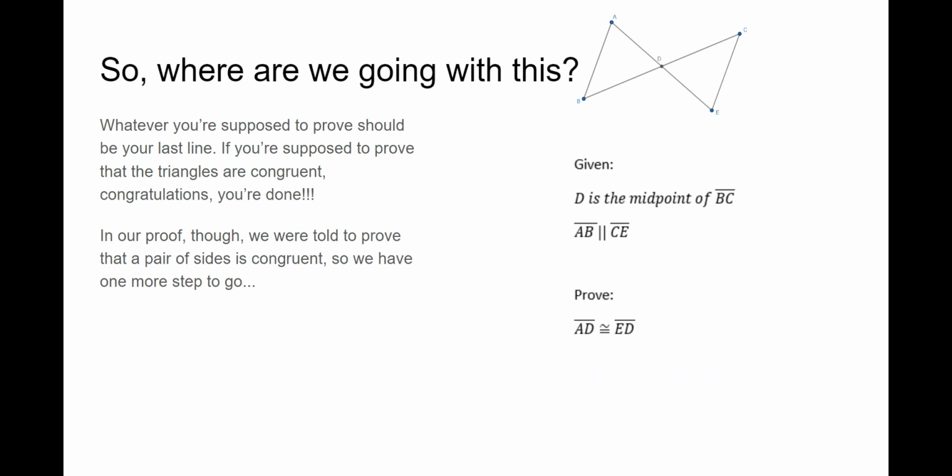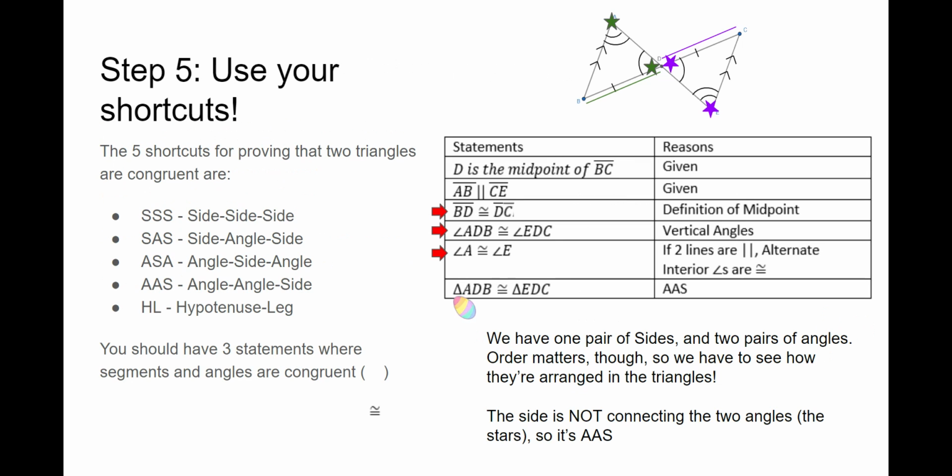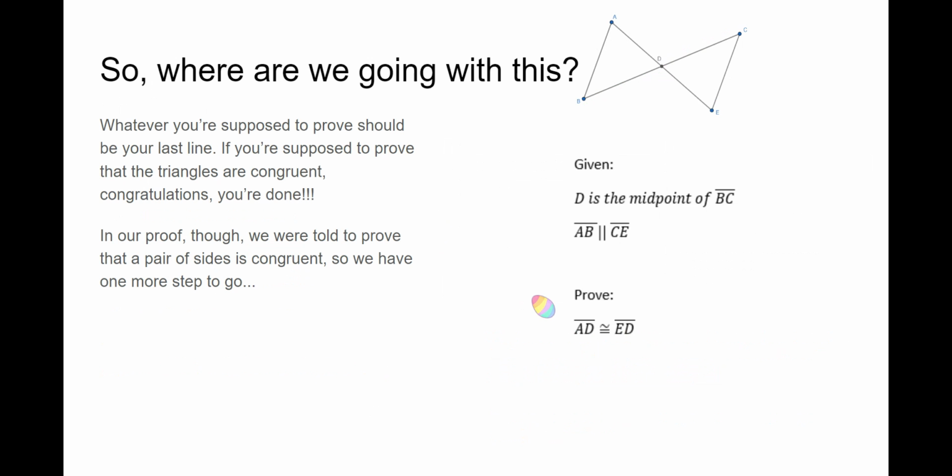So now you have to look at where you're going with your proof. If you were just proving triangle is congruent to triangle, you'd be done because we said that the triangle is congruent to the triangle. That's not what we were asked to prove in this problem because I wanted to give you the hardest thing I could think of. So here we were told to prove that segment AD is congruent to segment ED.